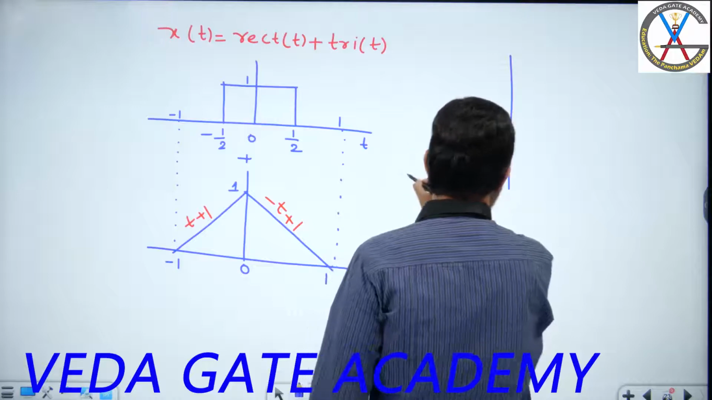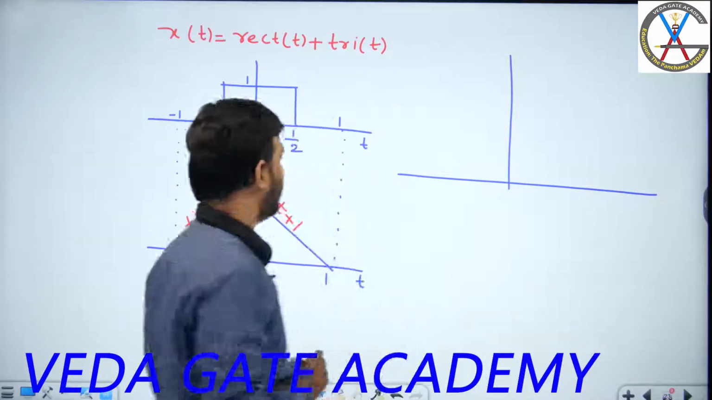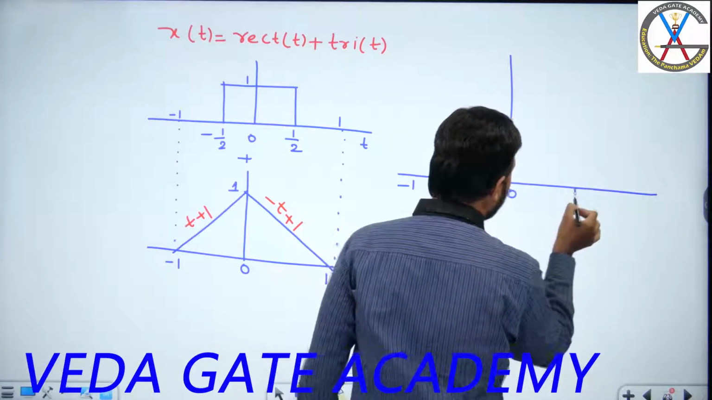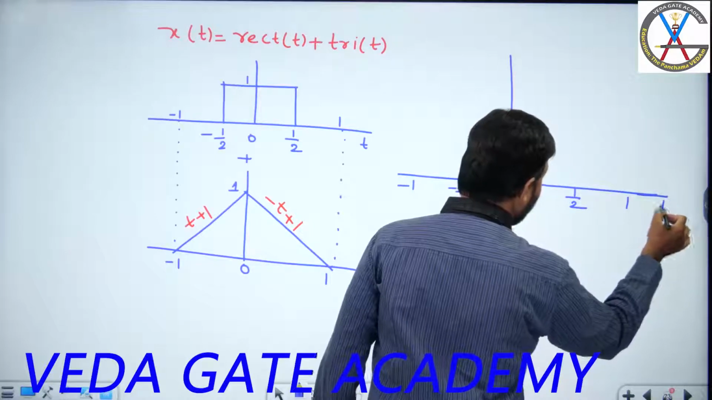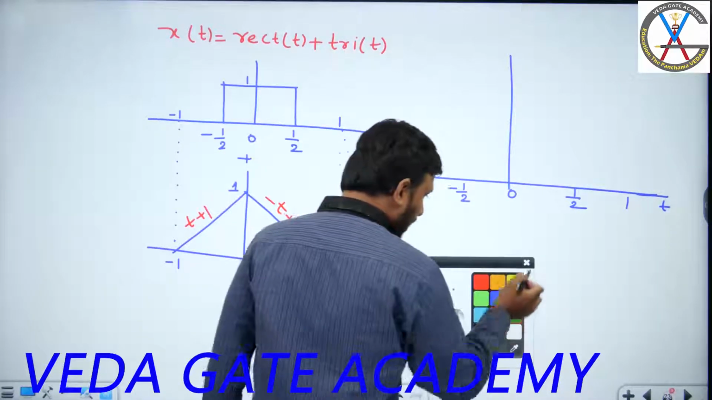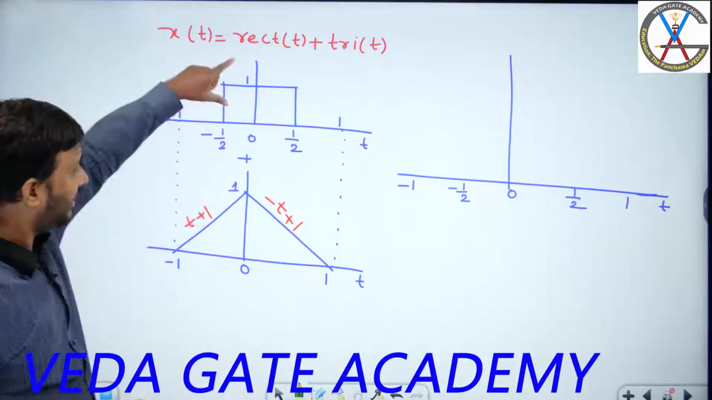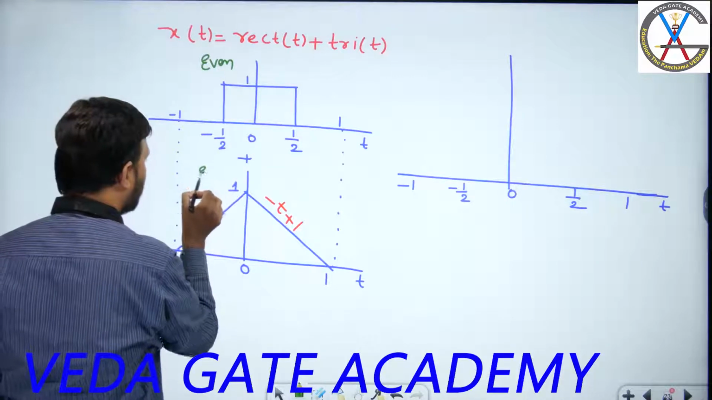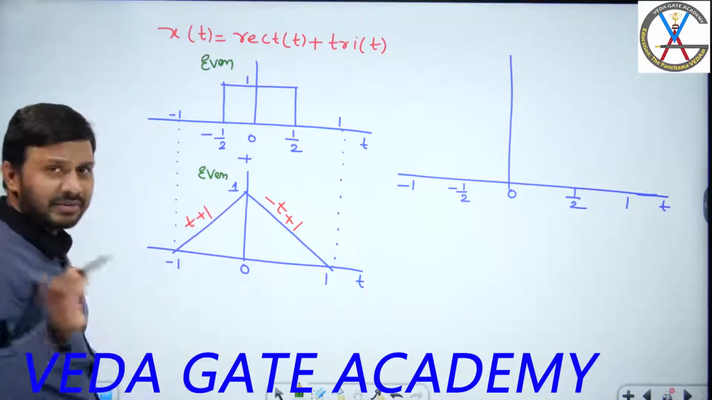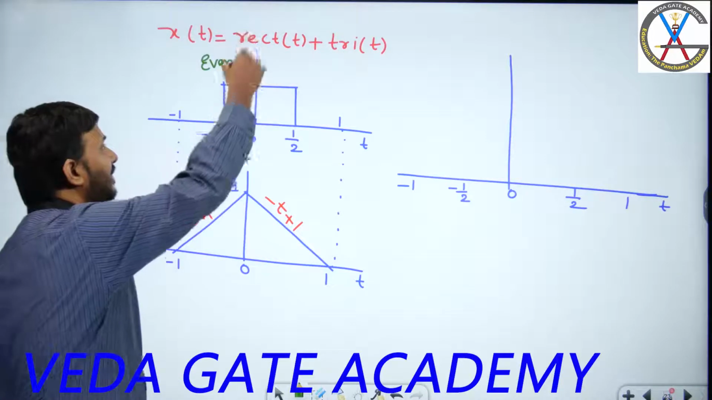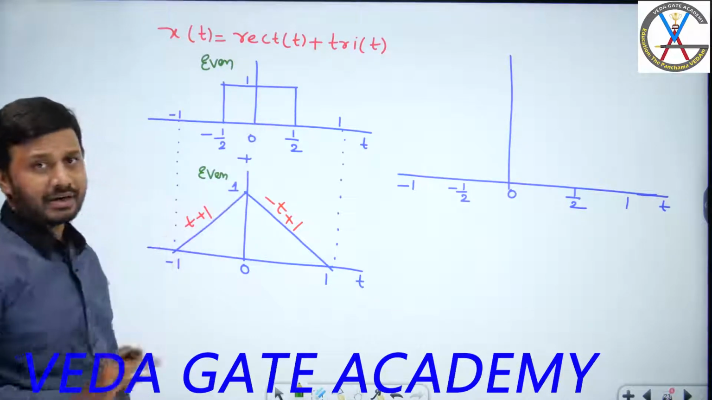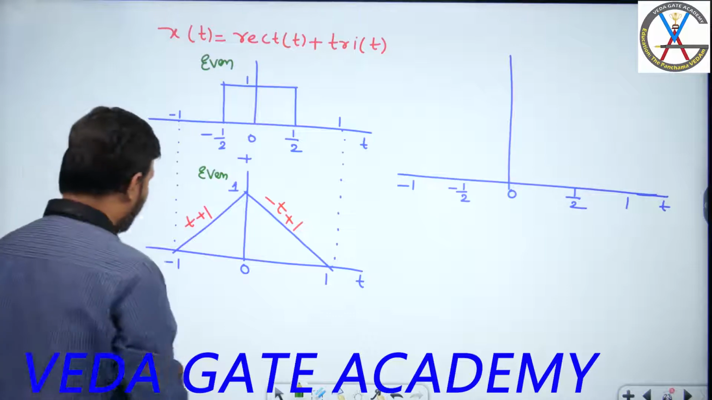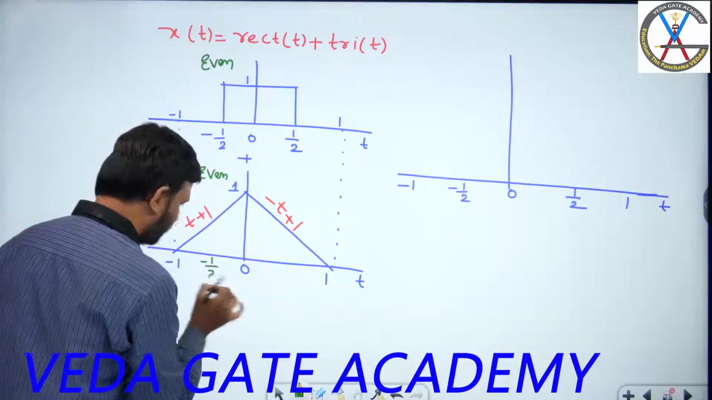The resultant signal will definitely exist from minus 1 to 1. And before calculating the resultant signal, let me give a small recap: these two are even signals. This is an even signal, and this is also an even signal. Already we have seen, no? Even signal, we anyway have a separate discussion. They will be symmetrical along the vertical axis. Now let's add. Observe here, from minus 1 to minus 1 by 2.